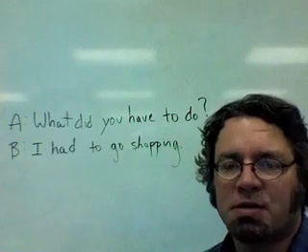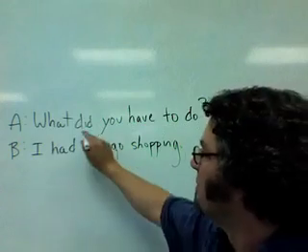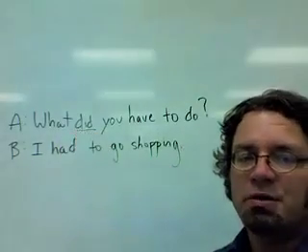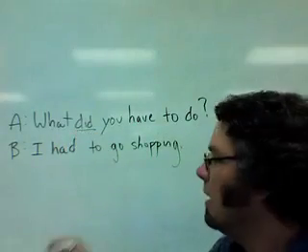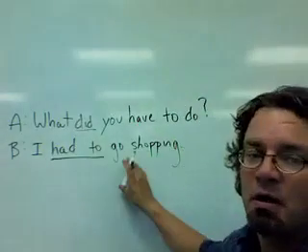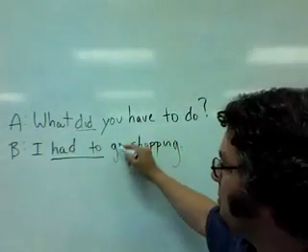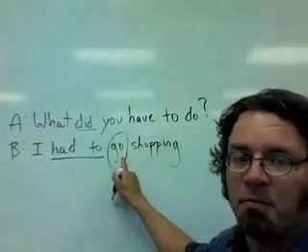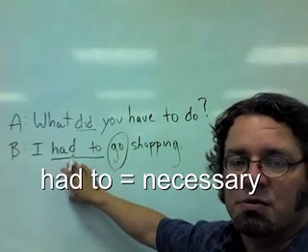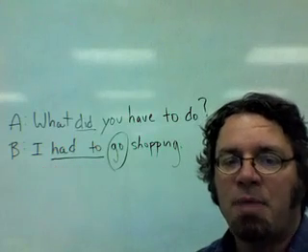To make the past tense, change the helping verb to did. What did you have to do? And then in the answer, I had to go shopping. The main verb is still here in the simple form, and had to is used to describe a past activity.